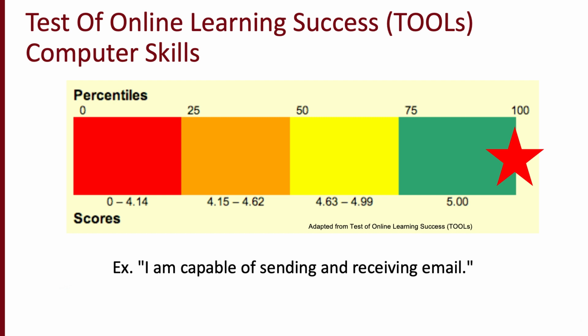Green on the right indicates the top quartile of this score, which is a maximum score of 5. UGHE students demonstrated a mean TOOLS computer skills score of 5, which indicated that students were more than prepared for online learning.